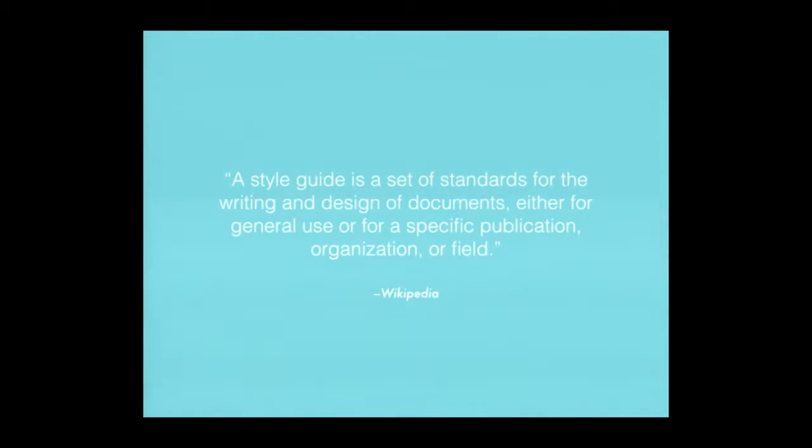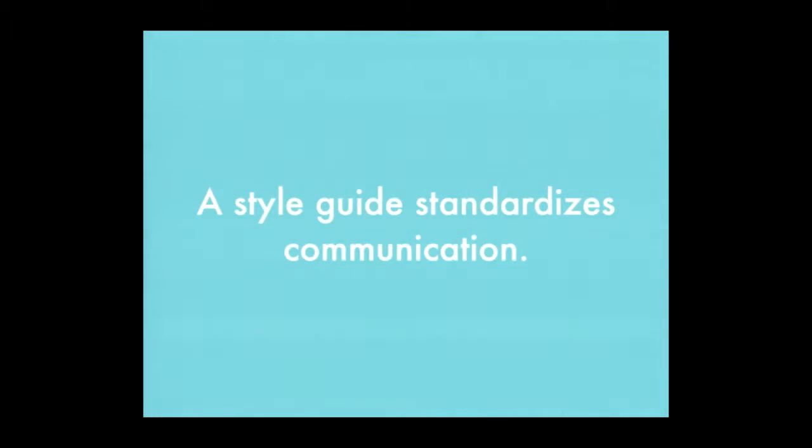Here's the standard Wikipedia definition. Basically it's a set of standards for writing or design or specification, whatever it is, that tells you how to design or write or build something to fit a set of standards. So basically all a style guide does is standardize communication or standardize what you build. We're going to focus on the communication aspect of it.